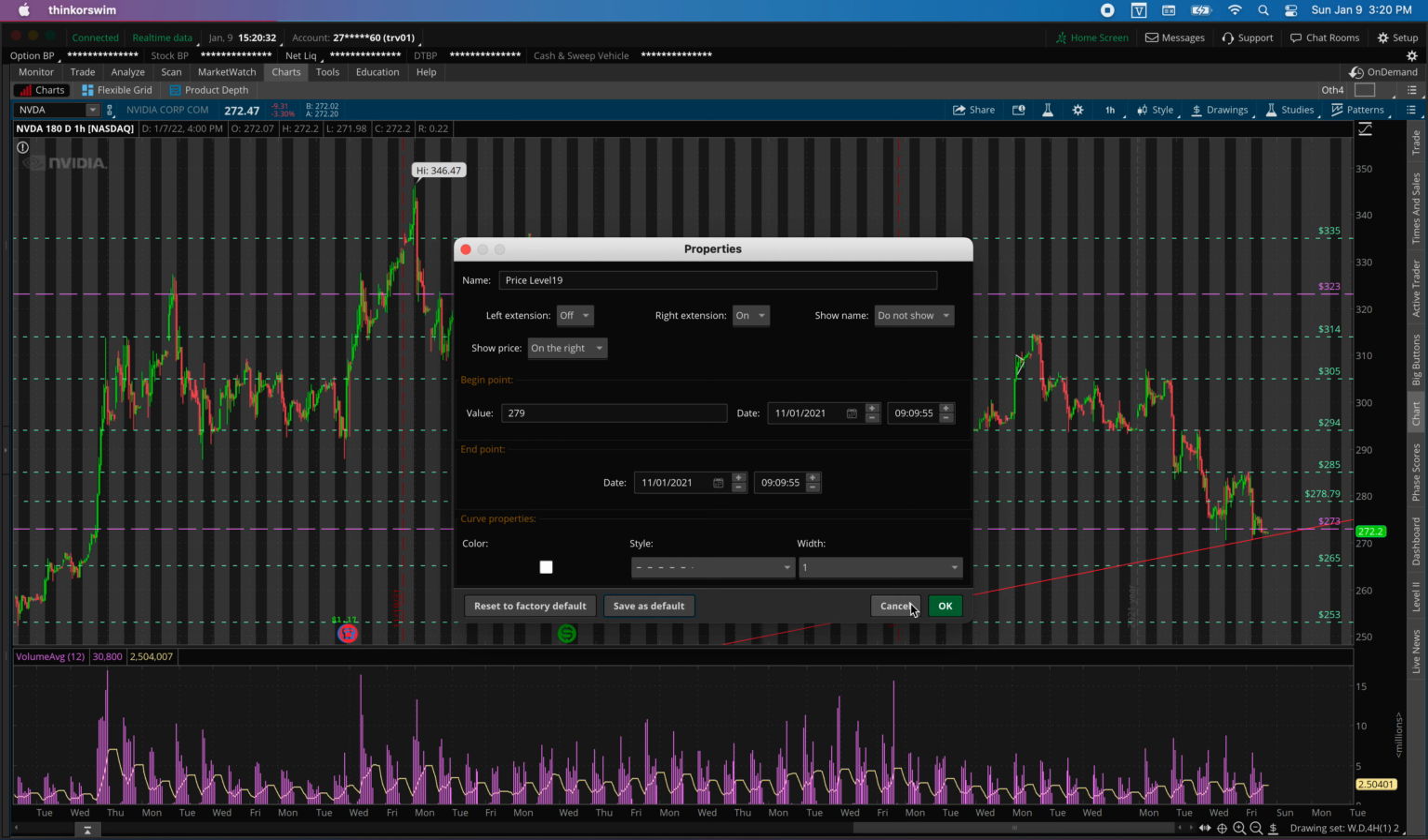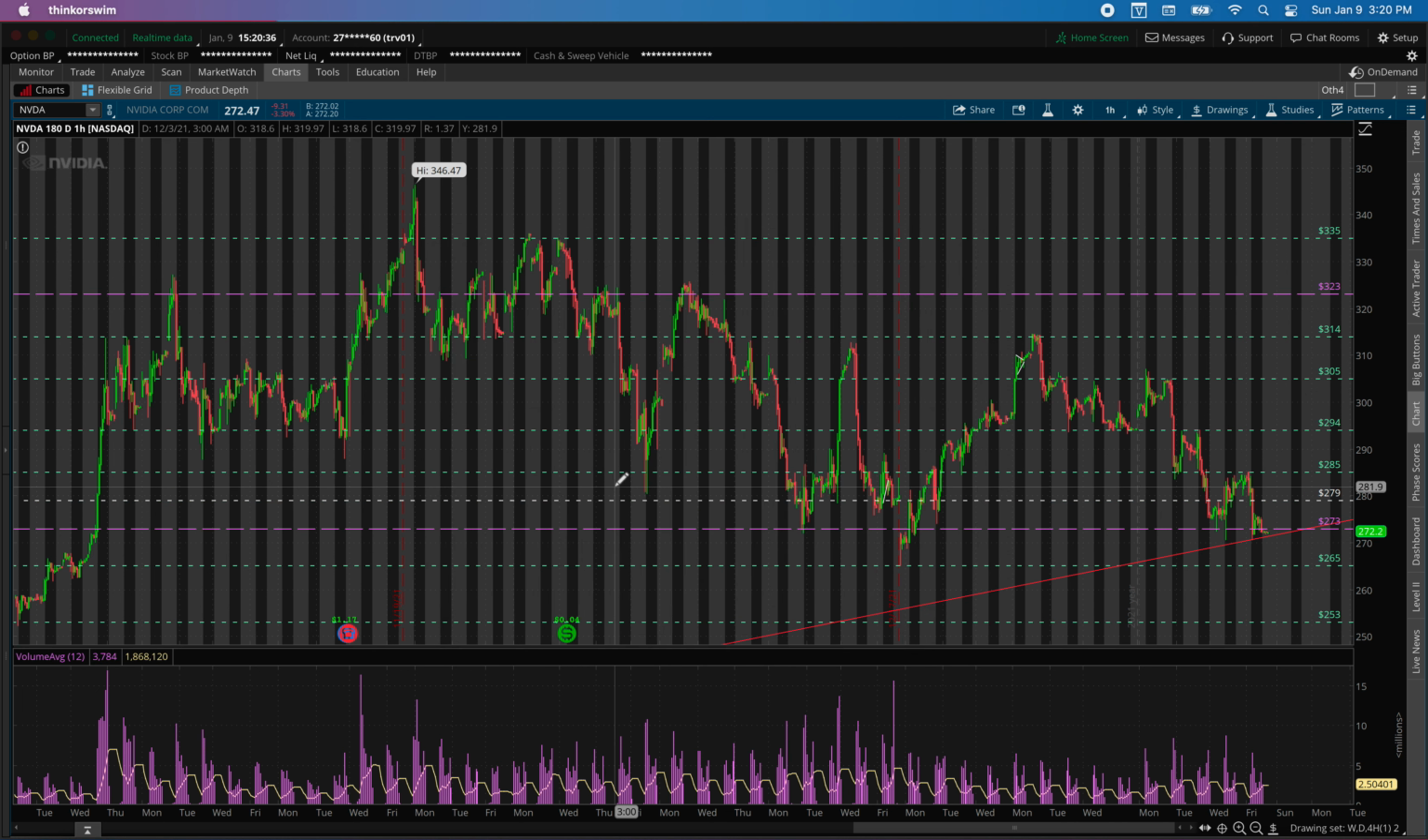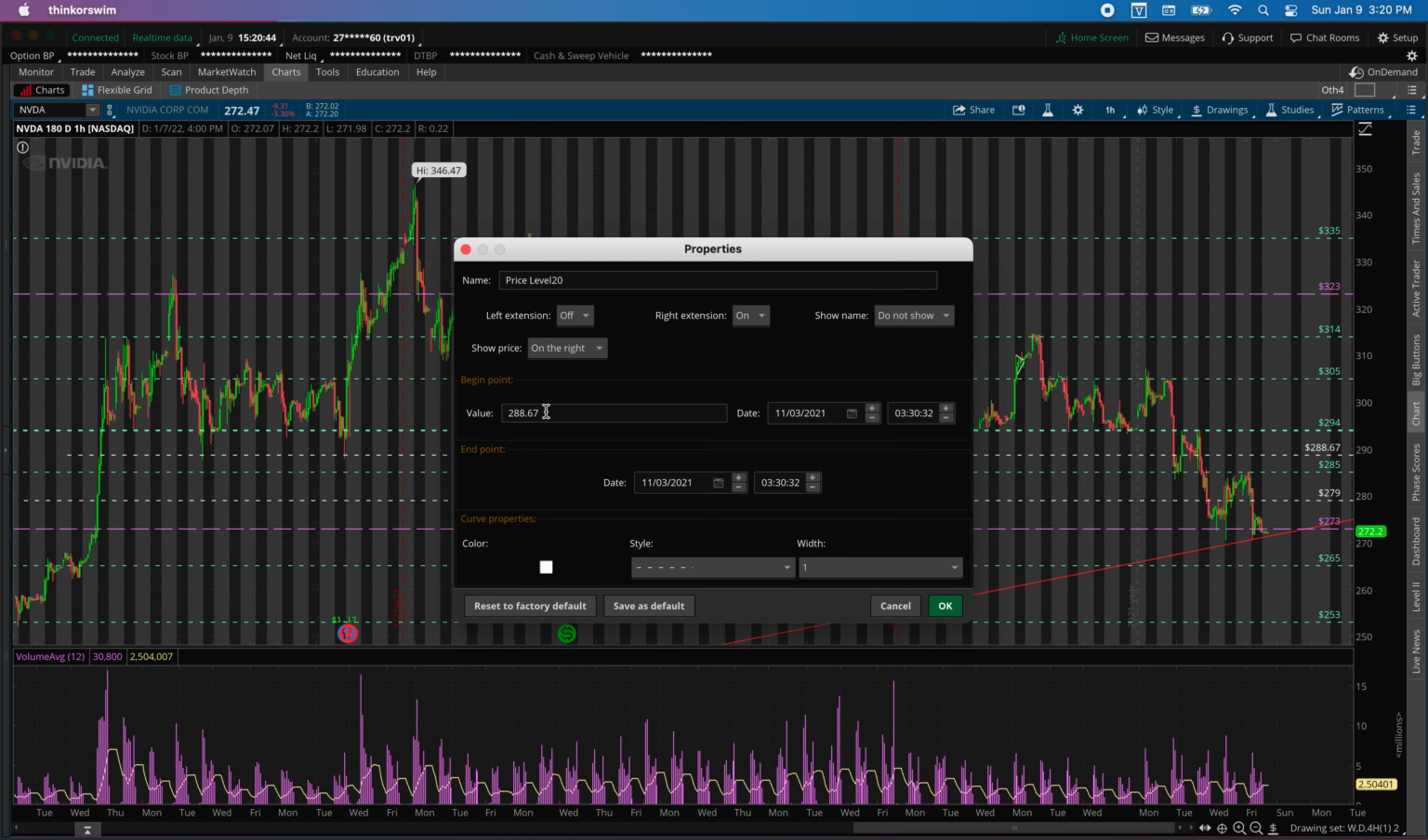So now you're going to save that as default so you don't have to keep changing it. And you're going to just start charting. You're going to just start charting more levels, okay? So again, here we have this level.